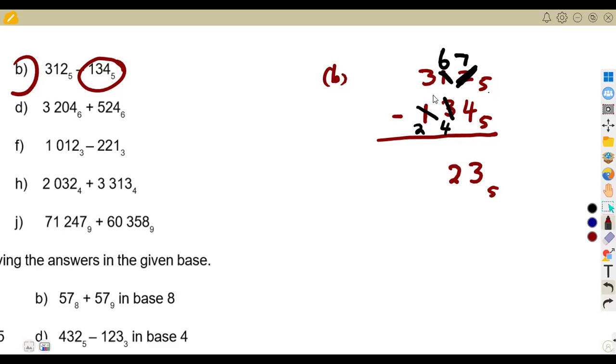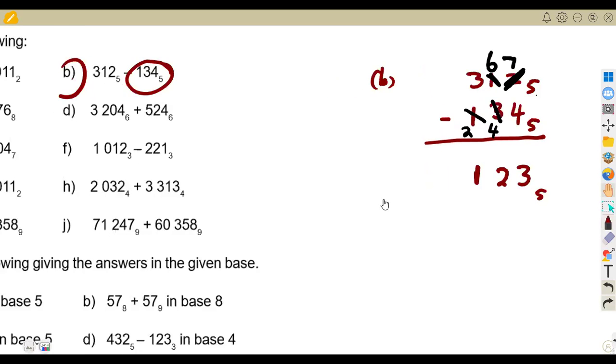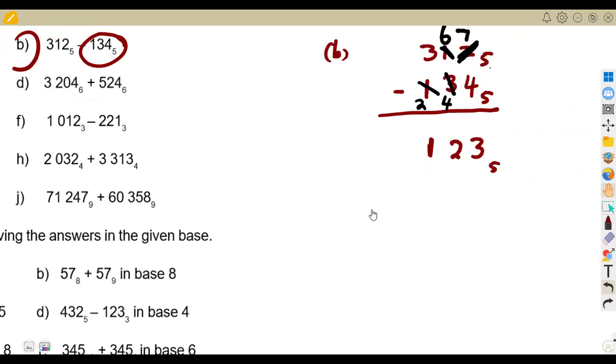3 minus 2, it's possible. So there's no need for us to add any base here because it's possible for us to subtract here. 3 minus 2, that's what? That's a 1, in the base of what? In the base of 5. So our answer is going to be 1, 2, 3, base of 5. So this is how you can perform your subtraction.